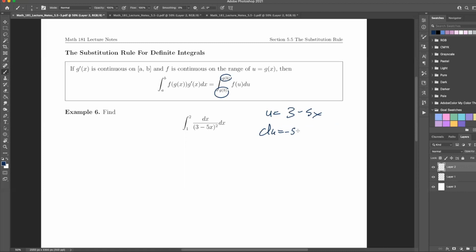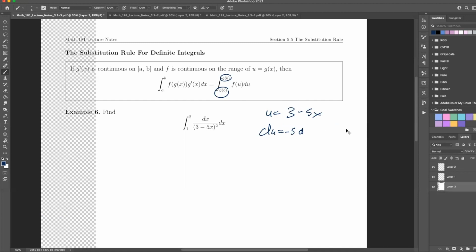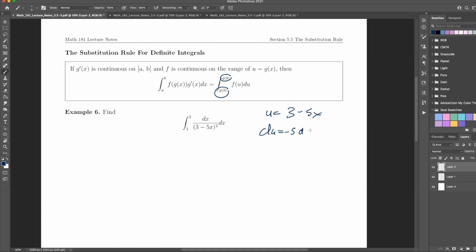Minus 5 dx. And notice here, this should work out. So here we have dx is equal to du over minus 5. So let's plug all this in. So here, I have 0 to, I'm going to leave this blank here and this blank here for a second. We'll fill it in in 2 seconds. It'll be 1 over u squared du over minus 5. Okay, so how do we get our bounds?